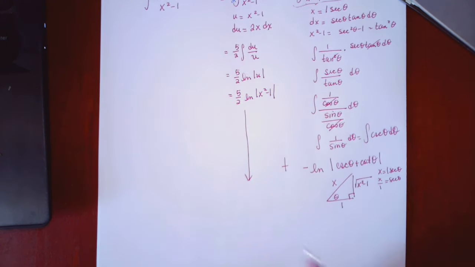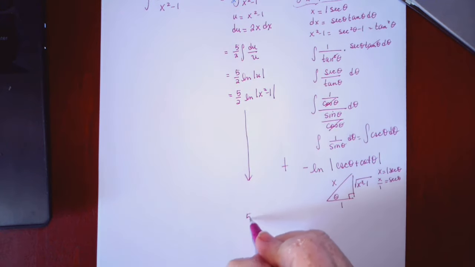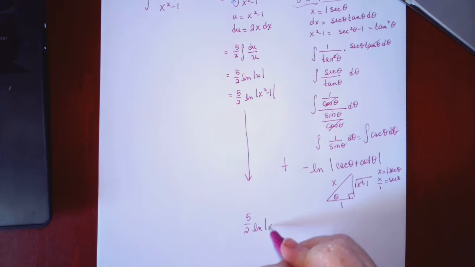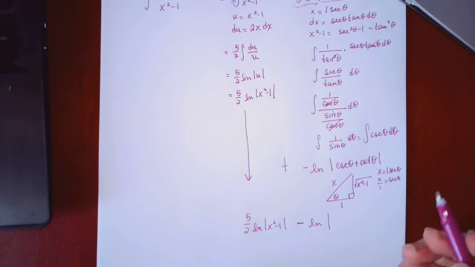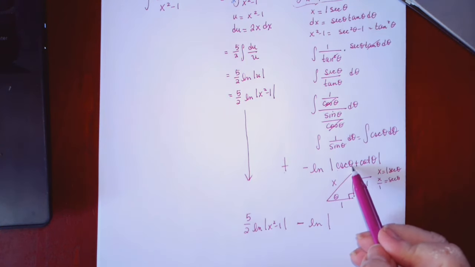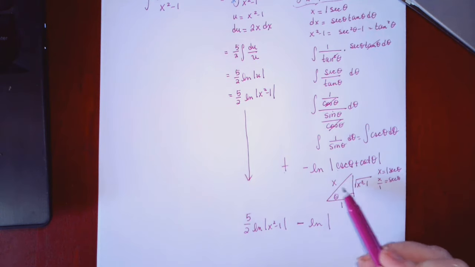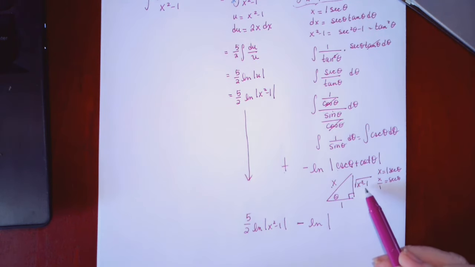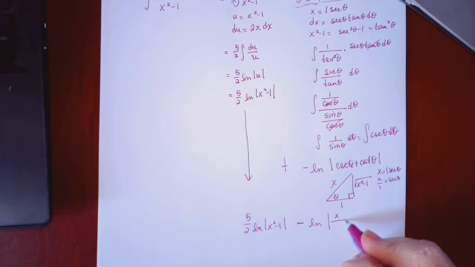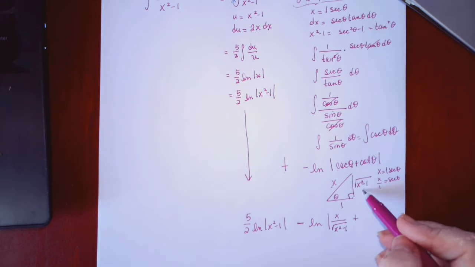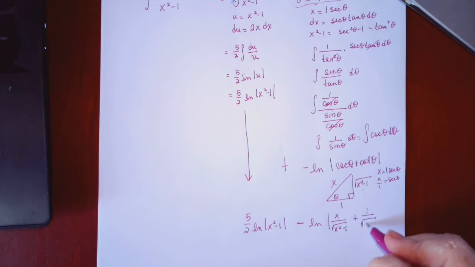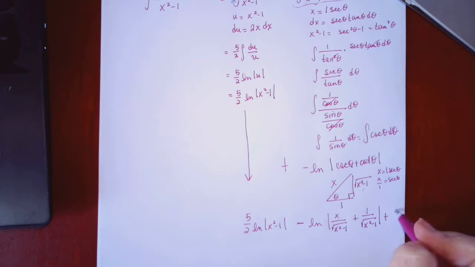And we would get, from this integral, 5 halves the natural log of absolute x squared minus 1, plus a negative, I'm just going to write it as minus the natural log of absolute cosecant theta, which is 1 over sine, so that's hypotenuse over opposite, plus cotangent theta, which is adjacent over opposite, and then plus C.